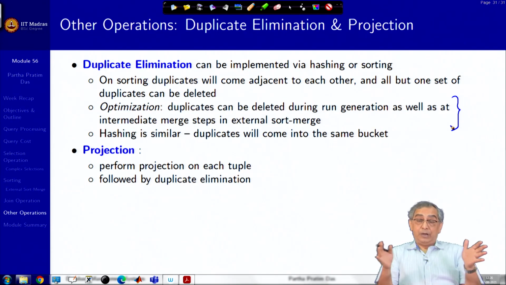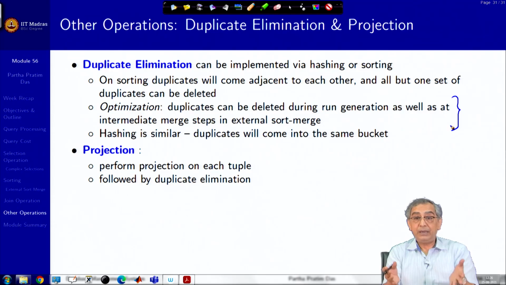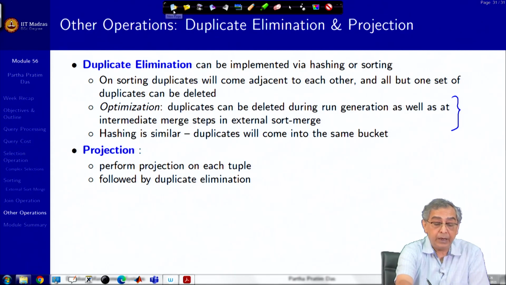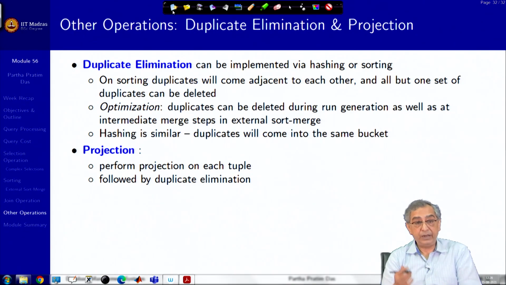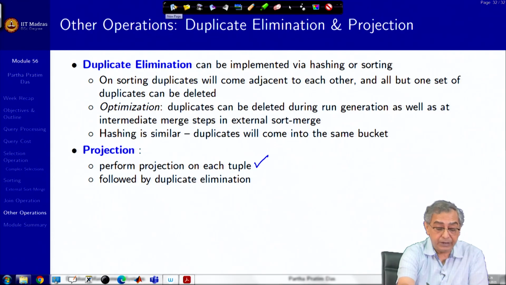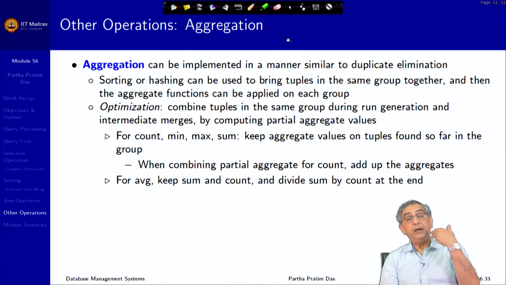So, when you sort the original file, there are duplicates. When you actually have sorted, the duplicates will not appear. So, do it on the fly, which makes it more efficient, because if there are too many duplicates, they will very soon go down. Similarly, you can perform projection on each tuple also and follow it by duplicate elimination, because that is what will regularly happen when you do a projection.